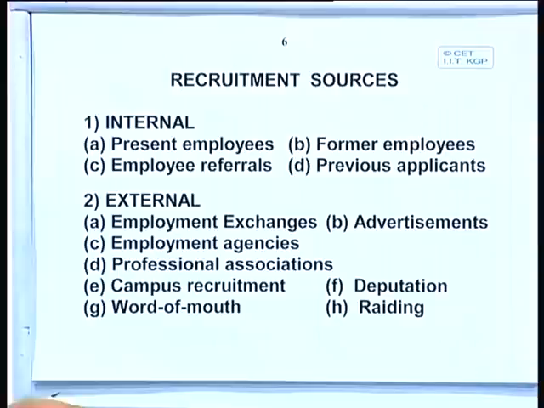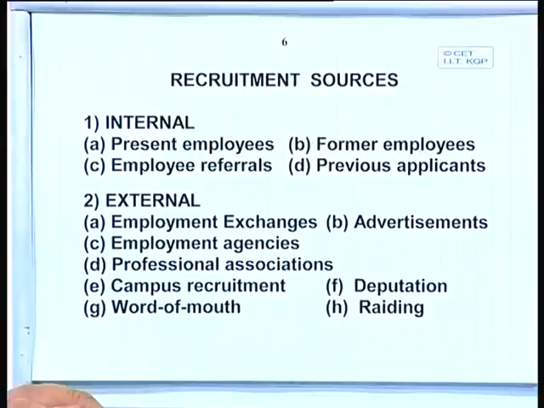Now, we come to recruitment sources. If you are setting up a greenfield factory in a certain town, maybe not in a backward area, but in a rural area, let us say, then where from are you going to get your people? So, recruitment sources.